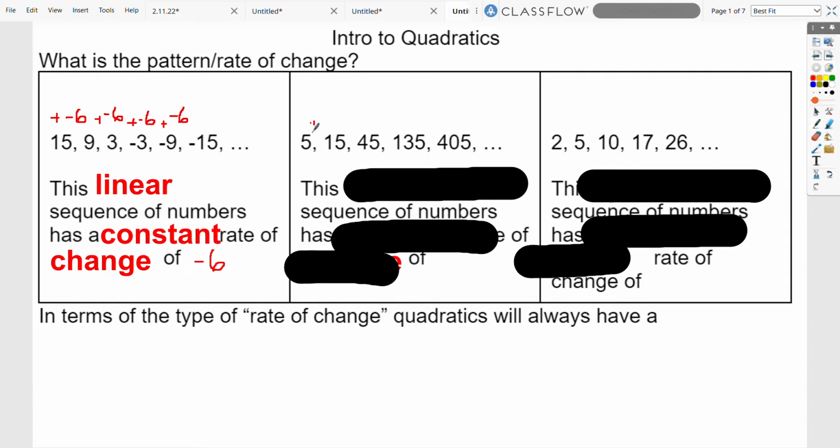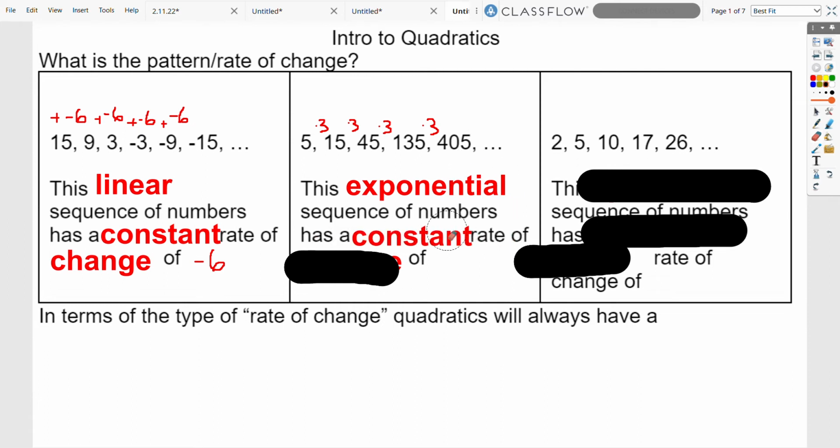If we look at this sequence of numbers, we have 5, 15, 45, and 135. It's not going to be linear because we add 10 and then we add 30. Right? So it can't be linear. So you would notice that we are multiplying by 3. Since we are multiplying by 3 every single time, that makes this exponential. And so exponential sequences of numbers also have a constant rate of change, but this time instead of adding or subtracting, it is multiplying.